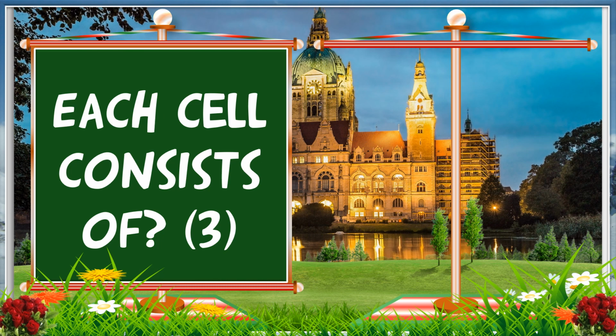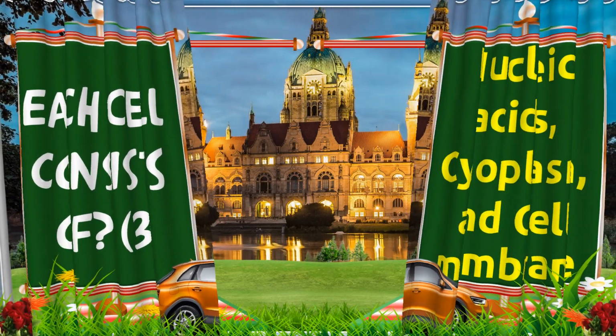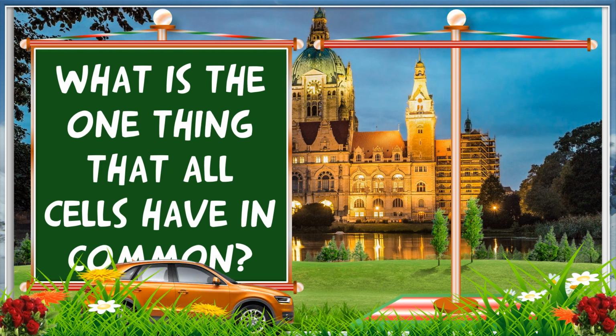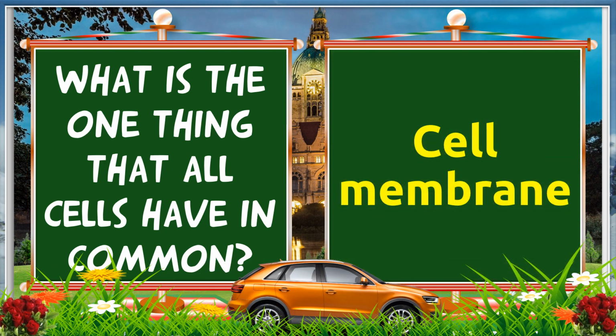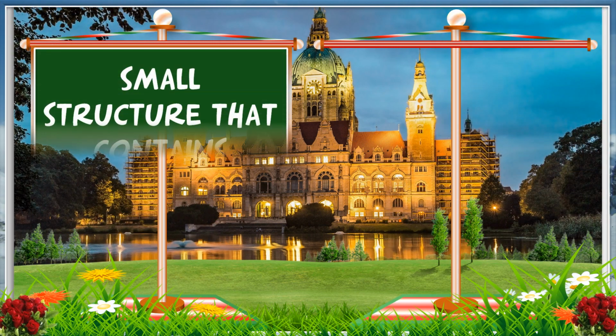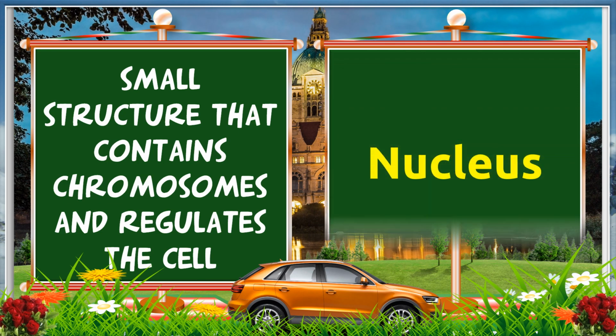Each cell consists of three: nucleic acid, cytoplasm, and cell membrane. What is the one thing that all cells have in common? Cell membrane. Small structures that contain chromosomes and regulate the cell. Nucleus.